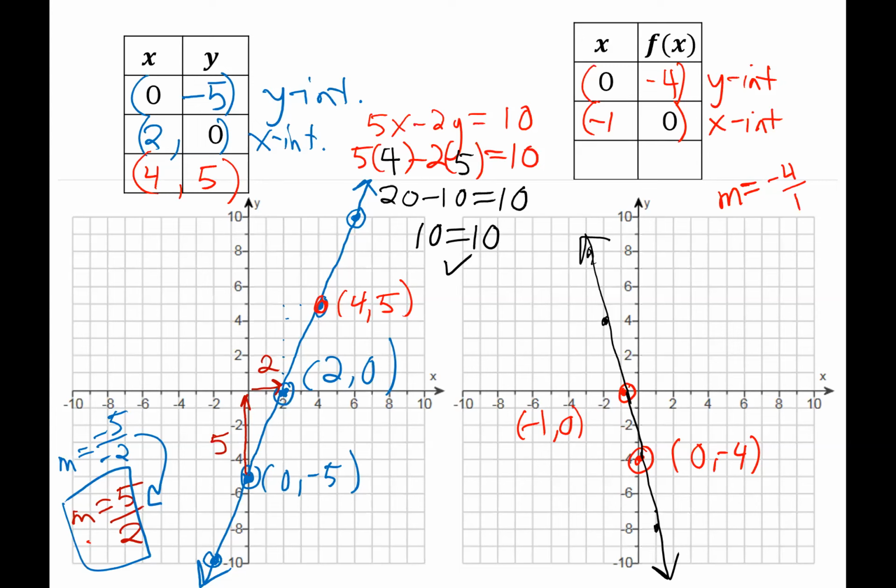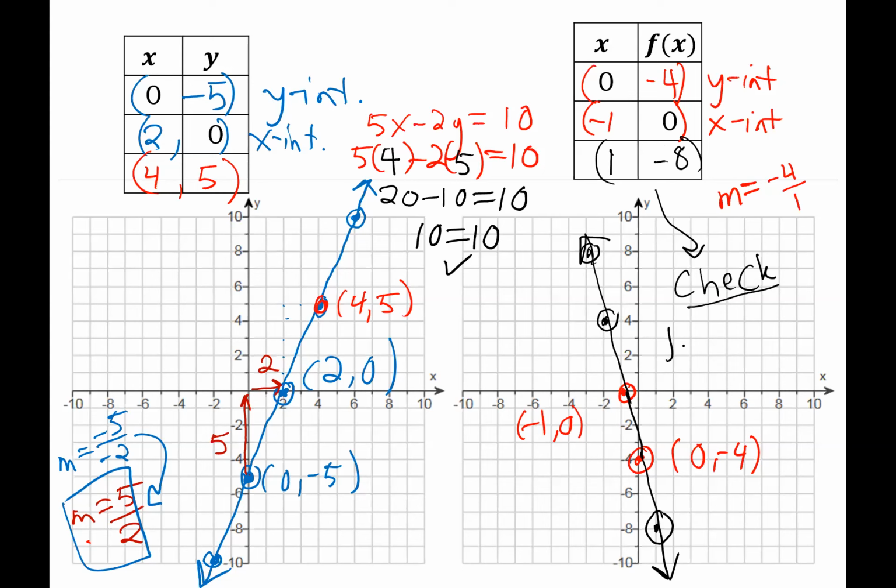Looks like the next point that we had done was right here, (1, -8). Or you could do (-2, 4), or (-3, 8). Any one of those would be fine. Maybe I'll just do (1, -8). So we'll just quickly check that one. We're just going to make sure that that point does fit in our original equation.